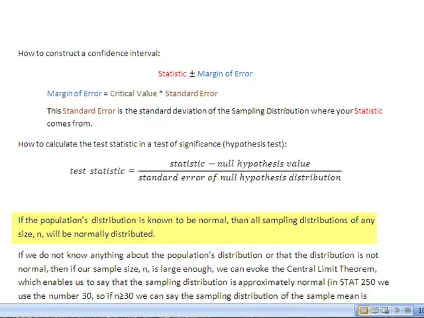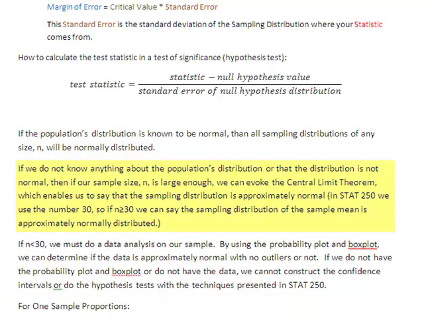If the population distribution is known to be normal, then all the sampling distributions of any size will be normally distributed. If we don't know anything about the population's distribution, or that the distribution is not normal, then if our sample size n is large enough, we can invoke the central limit theorem, which enables us to say that the sampling distribution is approximately normal. And if we're dealing with the mean, then that means that our sample size has to be 30 or more to say that the sampling distribution of the sample mean is approximately normal.